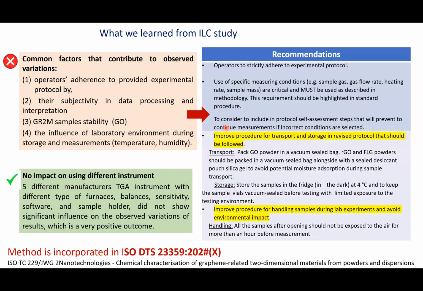So what we learned here, very briefly: most errors, the main source of variation we observed, come from operators who did not follow the procedure, their subjectivity. But we found a problem with sample stability, especially for graphene oxide, and the influence of lab temperature, humidity, and so on. But very important, we didn't see any impact of using different TGA instruments, which is really great news, because the study was done with 5 different instruments of totally different design.